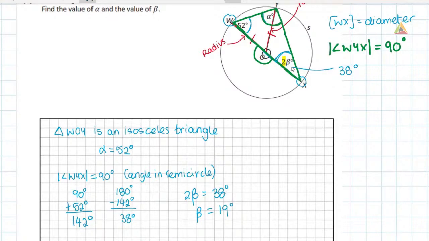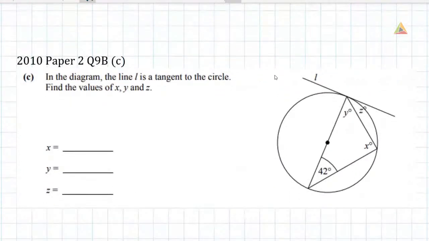Okay, so the next question we're going to look at then is 2010, and this is paper 2, question 9b, part C. So this is just one part of a long question, and there isn't a lot of space given for working out. So it says in the diagram, the line L is a tangent to the circle. So I'm going to highlight this. This is a tangent to the circle, and then I want to find the values of X, Y, and Z.